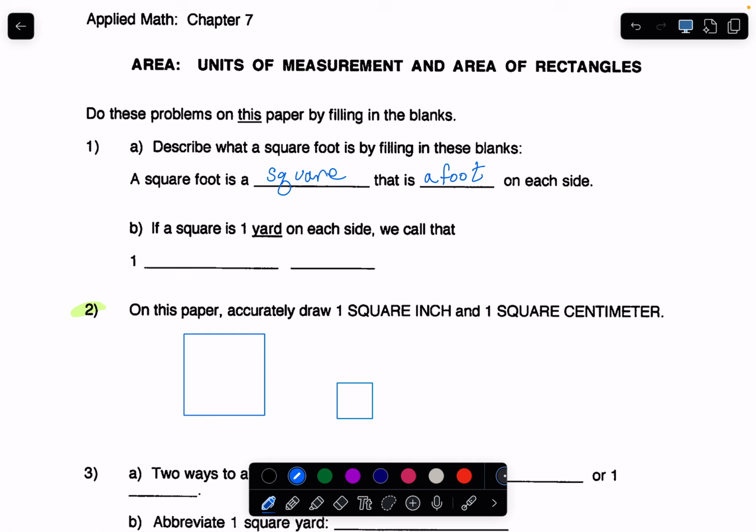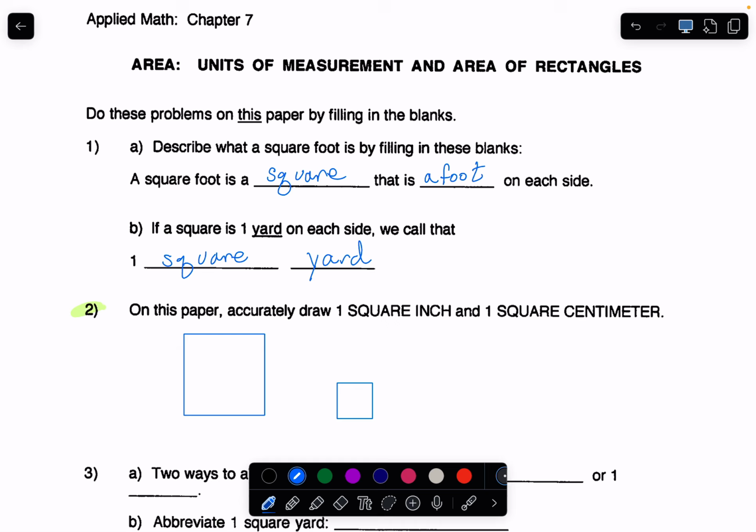What about a square yard? Think about even more, if I could draw, that's probably close to, not far away from the square, if you made this into a square. That's a lot, okay? So let's keep going. If a square is 1 yard on each side, we call that 1 square yard. So it depends upon the measurement you're using.